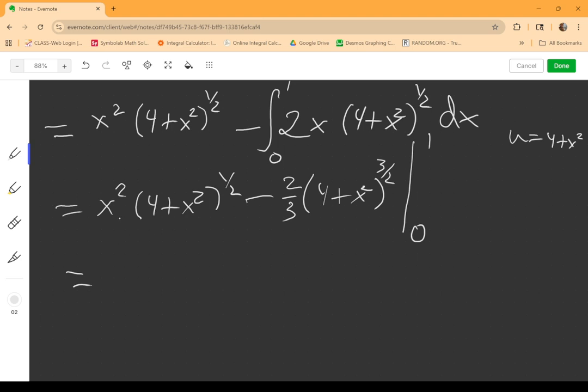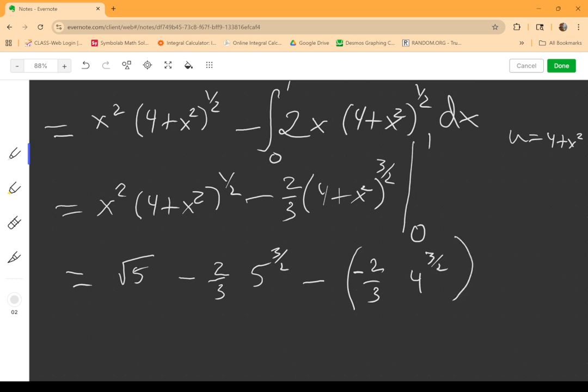Plug in 1. All right, so 1 squared is 1. When I plug in 1 here, we get 5 to the 1/2, or root 5. And then here, minus 2/3 times 5 to the 3/2. And then minus, when I plug in 0, right, the first term goes to 0. The second term doesn't, right? We get 2/3. We should be careful here. Minus 2/3 when x is 0, we get 4 to the 3/2.